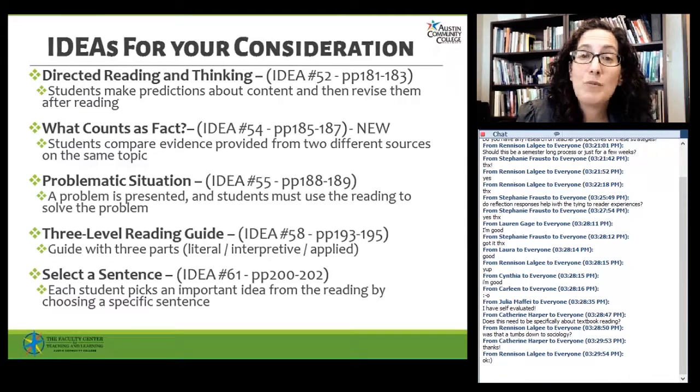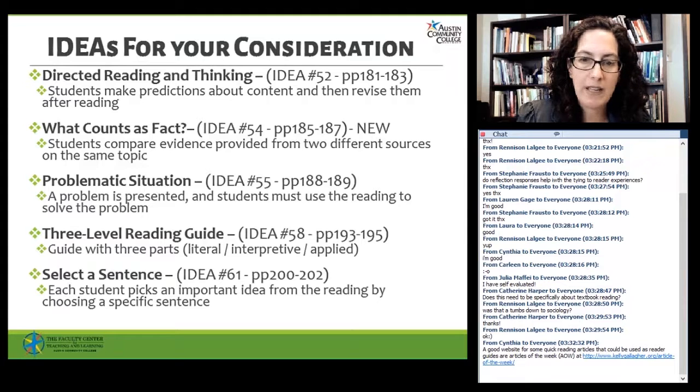The next one is the 3-level reading guide. This is another example of an active reading document, where you provide questions that help students assess a reading in terms of what it literally says, what they interpret it as trying to say, what they think it means, and then an application where they have to reflect and relate it to themselves. For the 3-level reading guide, we could go into some details about how to create those. And that's idea 58.